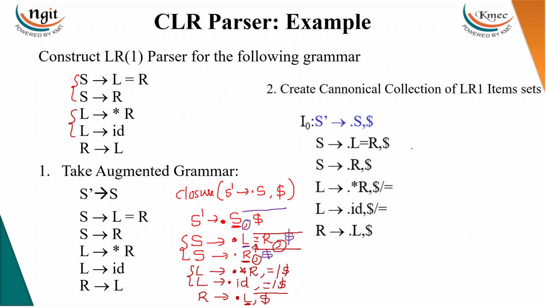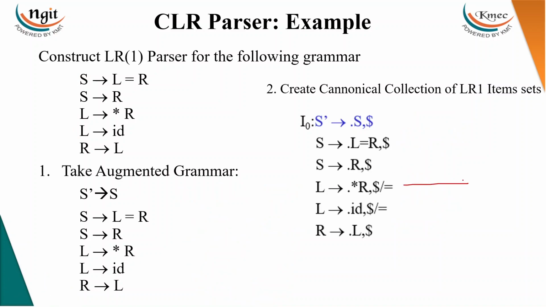Then how to get the closure? You have to write the closure: go to of S, go to of L, go to of R, go to of star, go to of ID. Everything will give you some other states like I1, I2, I3, I4, I5. Like that it will give you. So let me explain the star now.